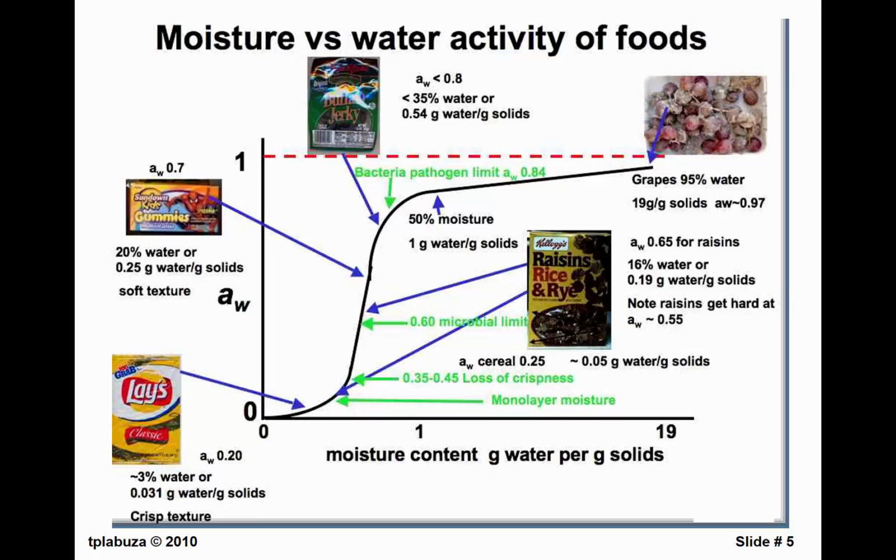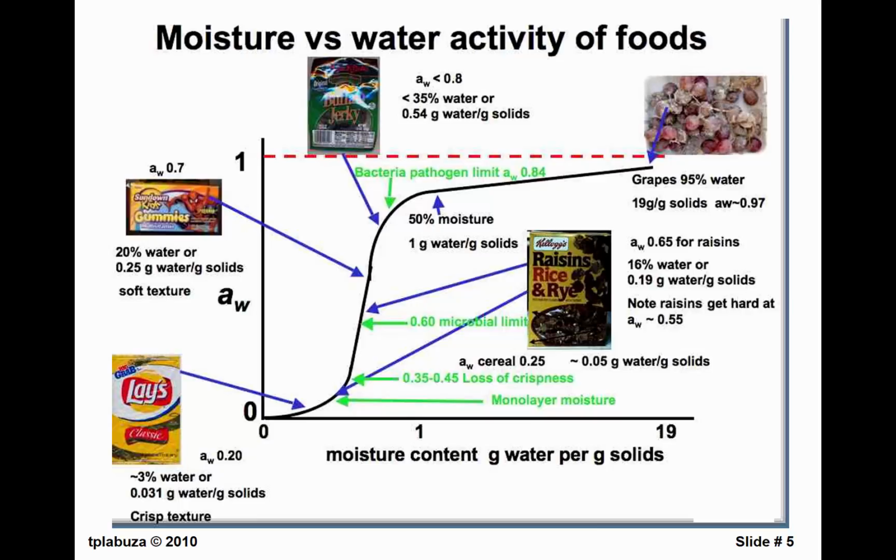And this just points out some of the foods. For example, grapes, 95% water, 19 grams of water per gram of solids on a dry basis, and a water activity about 0.97. This is beef jerky here, just below about 50% moisture. That's 1 gram of water per gram of solids. That's where this starts flattening out. Gummies, about water activity of 0.7, about 20% water on a wet basis, and 0.25 grams of water per gram of solids on a dry basis.